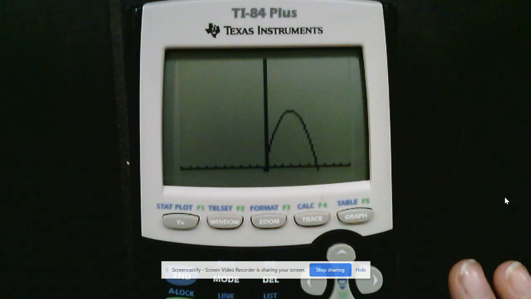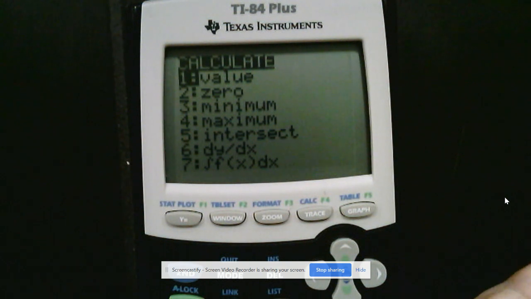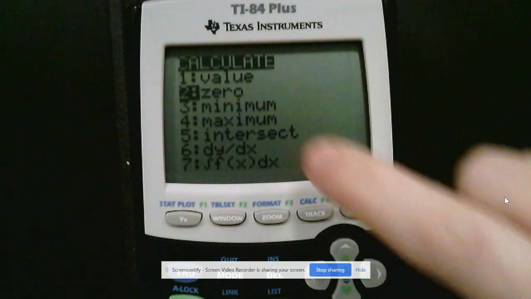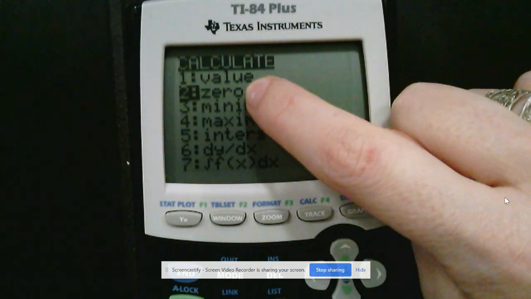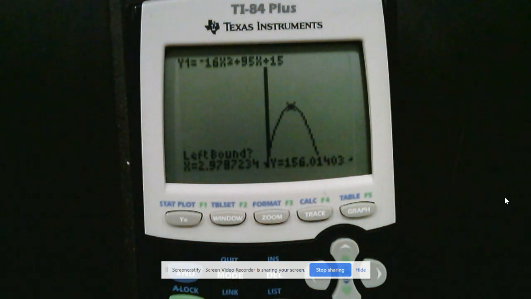So in order to do that, I'm going to go to second and trace, as I did if I'm finding the y-intercept or the vertex. And this time I'm going to go to this function that says zero, or you can just press the number 2. And just like last time, it's going to ask me for left bound and right bound. Now, for these projectile type problems, I'm going to recommend the same thing I would recommend for the vertex.